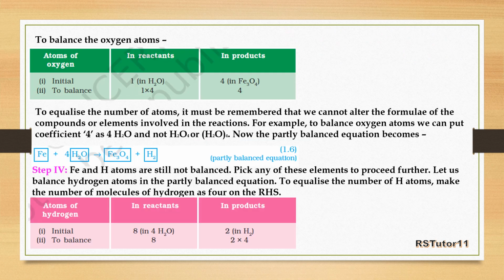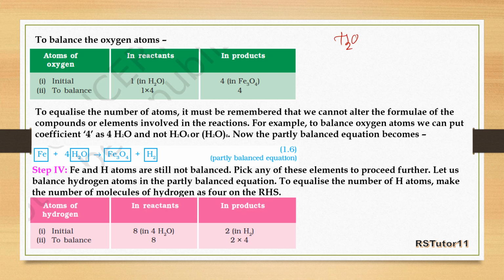Next, to balance the oxygen atoms, how will we write this? Atoms of oxygen: initially on the left-hand side it was 1, and in the products, Fe3O4, it is 4. To balance it, in reactants 1 into 4, and here 4. To equalize the number of atoms, it must be remembered that we cannot alter the formula of the compounds or elements involved in the reaction. For example, to balance oxygen atoms, we can put coefficient 4 as 4H2O and not H2O4. You cannot change the water formula.